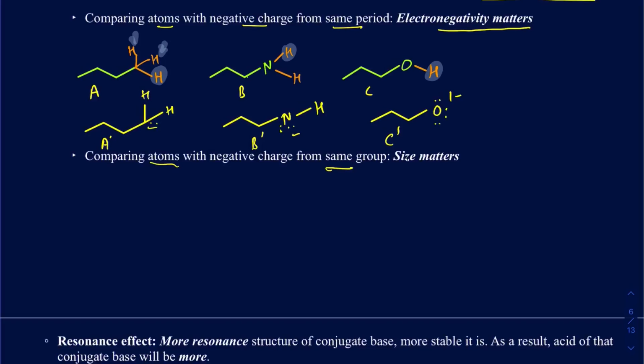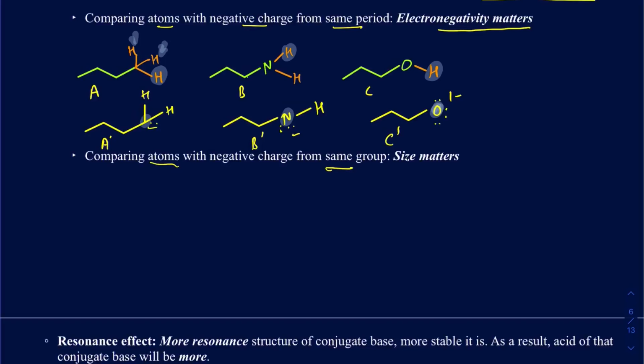So now we know all these conjugate bases have the negative charge on different elements or different atoms. The atoms we're comparing are carbon in the case of A prime, nitrogen in the case of B prime, and oxygen in the case of C prime. Those elements are in the same period, so electronegativity matters. Whichever is the most electronegative of the three will hold the negative charge better than the others, and as a result it's going to be more stable.